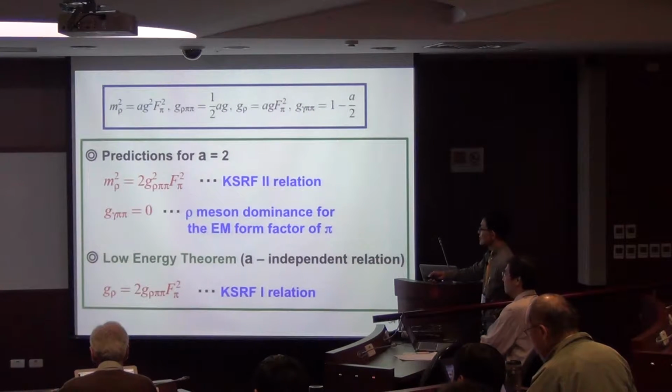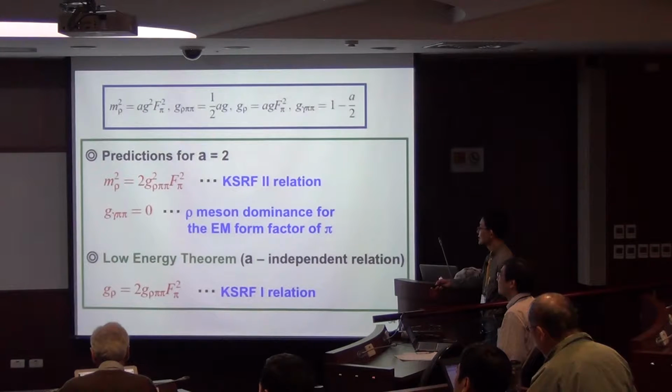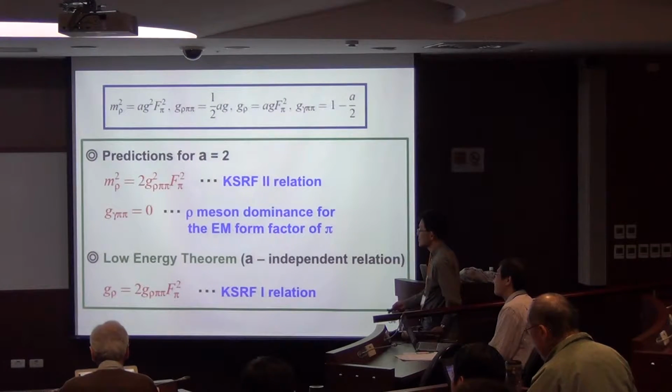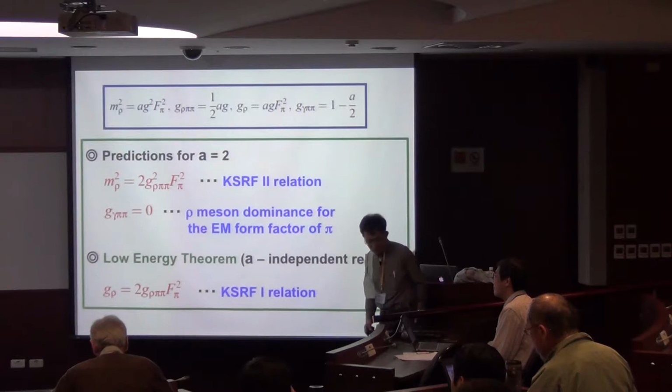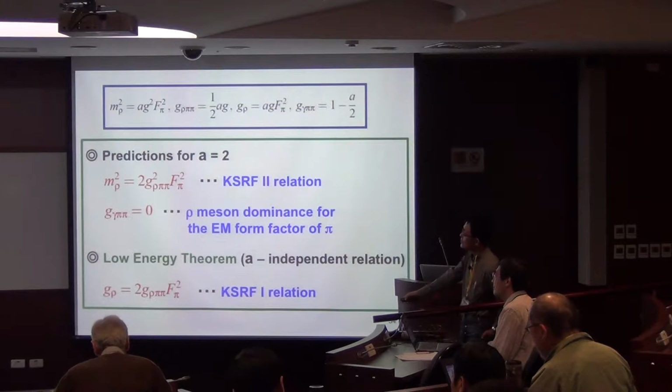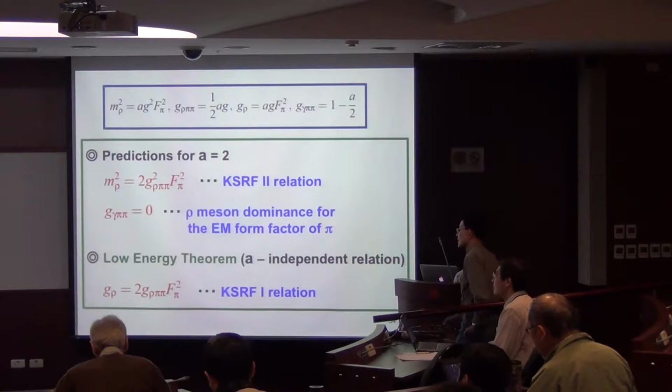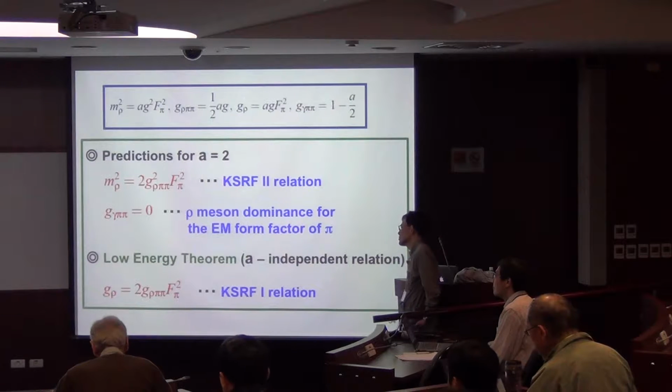And also, in addition to this parameter independent relation, we have some relation with the parameter a as 2. If you take a equal to 2, you can find this relation. This relation is also known as the KSRF relation, part 2, and is phenomenologically well satisfied. And also if you take a equal to 2, this direct gamma pi pi coupling vanishes.